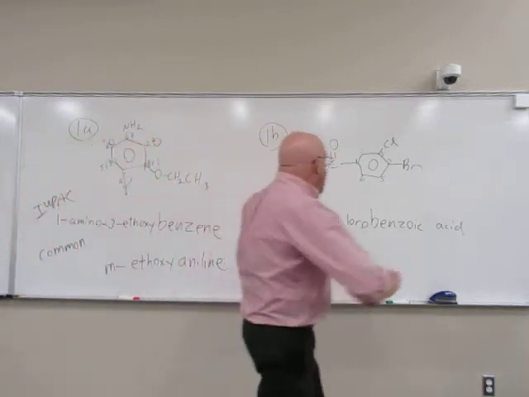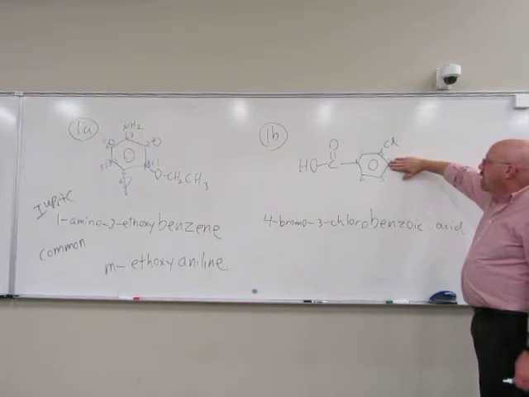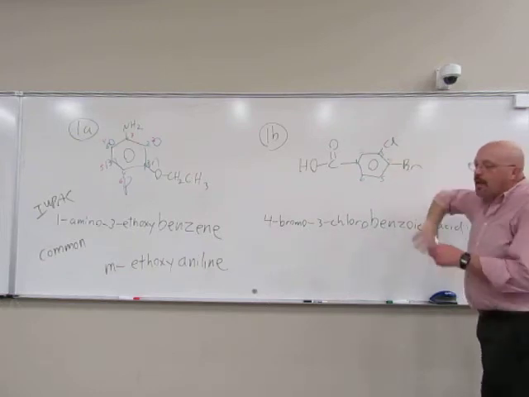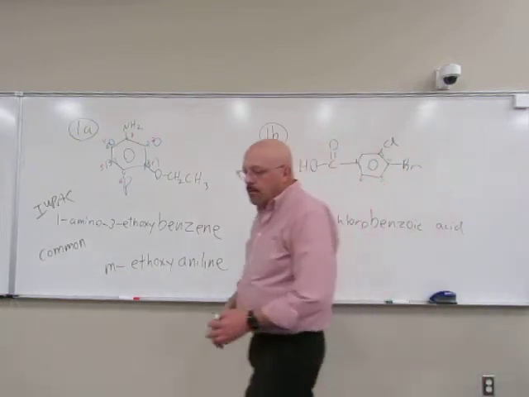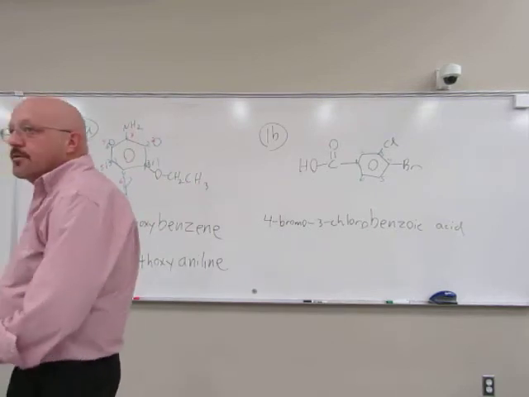If I had only had 2 substituents, say I only had the chloro group, then yes, I can call it meta-chlorobenzoic acid. That's fine. But when we have 3, you can't use ortho, meta, and para. Questions?